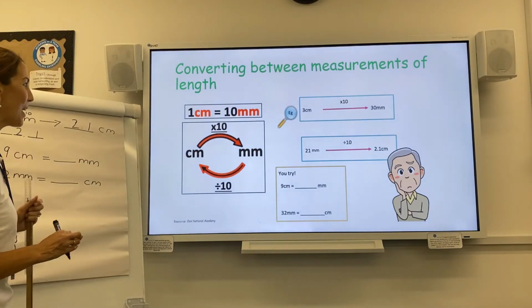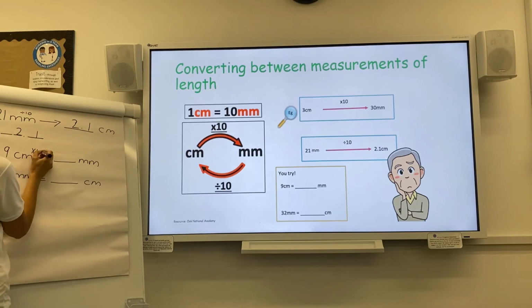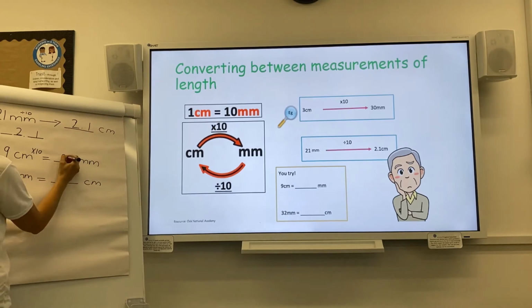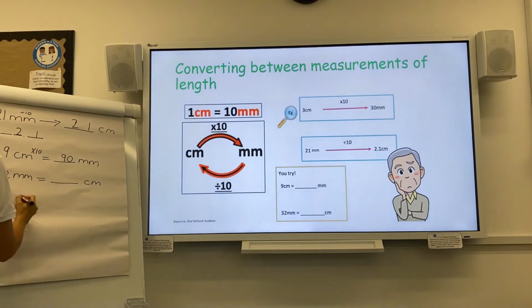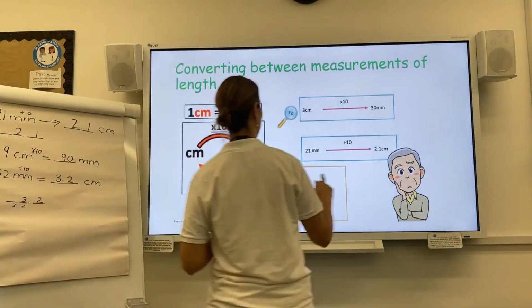Welcome back everybody. Let's have a quick look what happens. So centimeters to millimeters, I have to multiply it by 10. 9 times 10 is 90. Here I started with the number looking like this. I'm dividing this time by 10. So I have to have my space on this side, and then my 2 that was originally there is going to go into my tenths, and my 30 is going to go to my ones, and my answer is going to become 3.2.